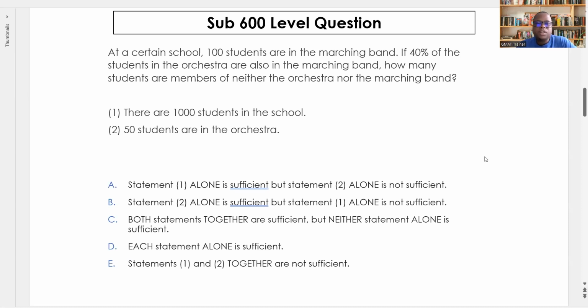At a certain school, 100 students are in the marching band. If 40% of the students in the orchestra are also in the marching band, how many students are members of neither the orchestra nor the marching band?